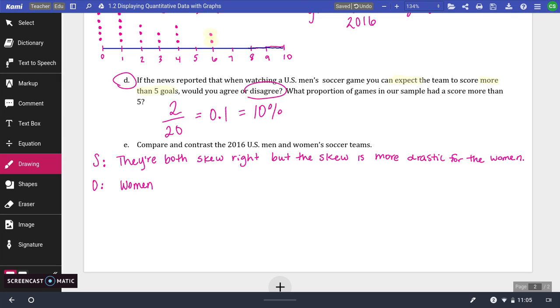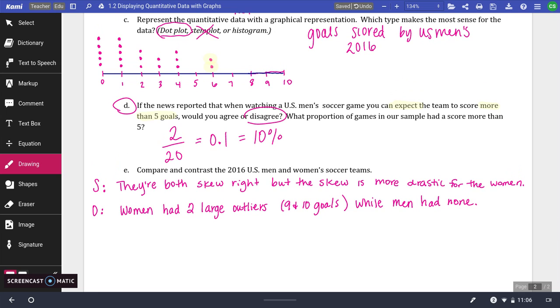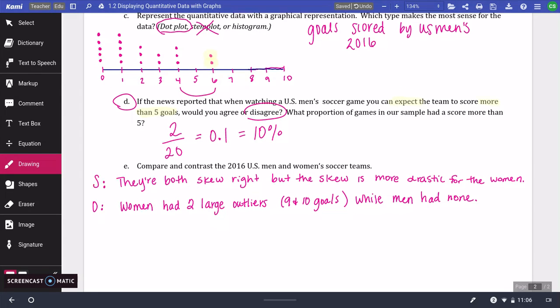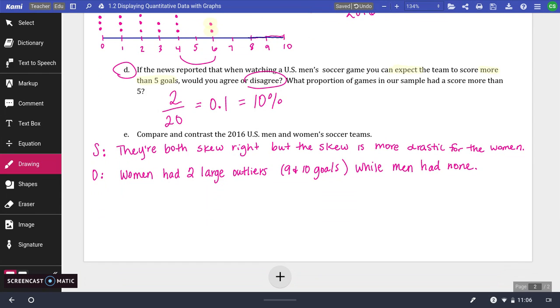But yeah. Okay. So for outliers, we said that women had 2 large outliers, meaning they're skewed right. 9 and 10 goals. Whenever we can put context, that's making our answer better. While men had none. Now, until we have an actual equation for outliers, maybe some of you thought 6 was an outlier for the men, but I really don't think so. I mean, it only skipped one value there. So women had 2 large outliers while men had none. Okay, so already we're seeing how different these distributions are.